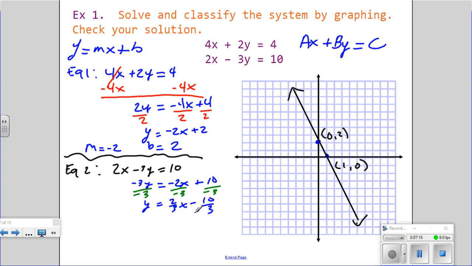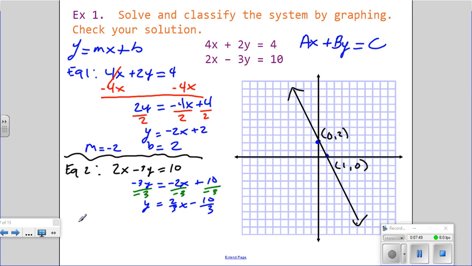Now my 10/3 is a fraction, and as a decimal, it's about 3.3. So I don't want to use my y-intercept to graph this. So let's find my x-intercept. Again, we want to be as accurate as possible, otherwise our graph will not come out properly and we won't find the correct solution. Now, if you're using a graphing calculator, the graphing calculator is more than qualified to handle fractions. But by hand, it's a little bit more complicated.